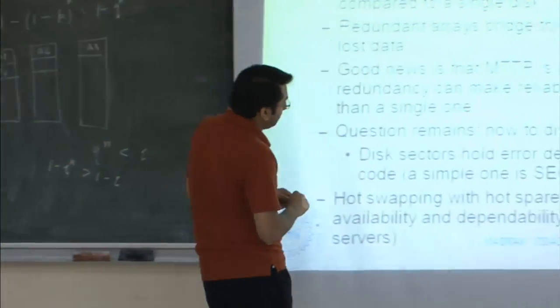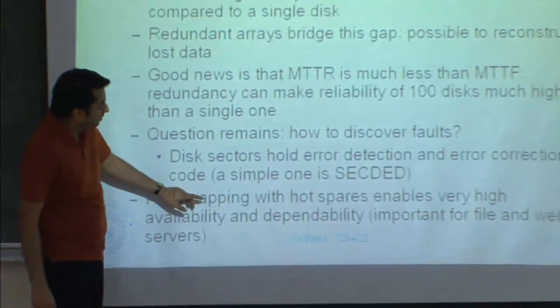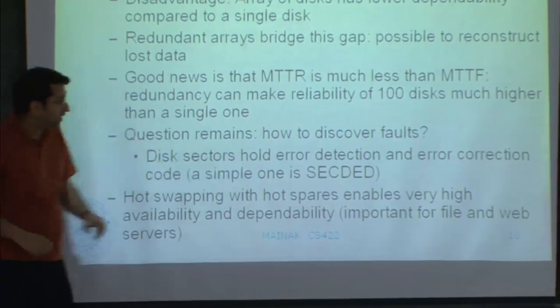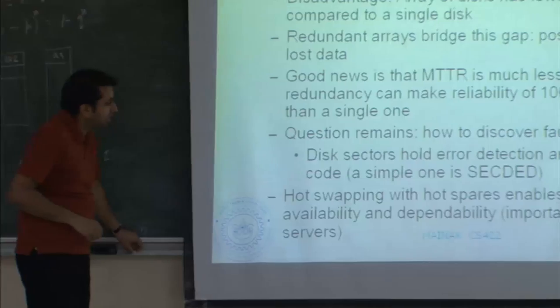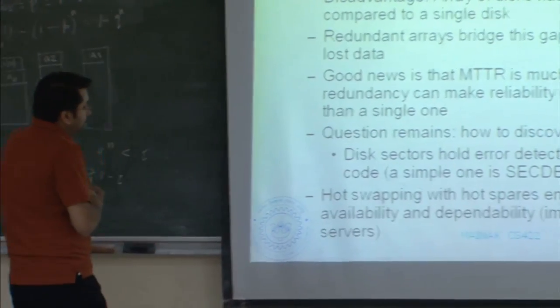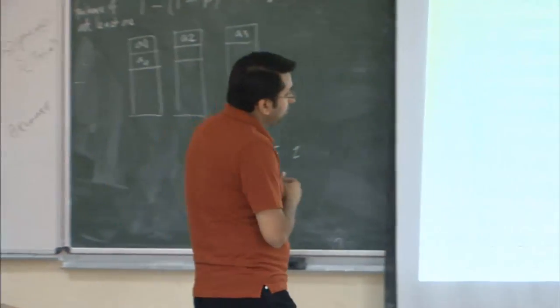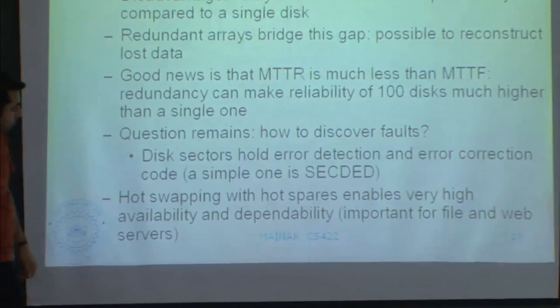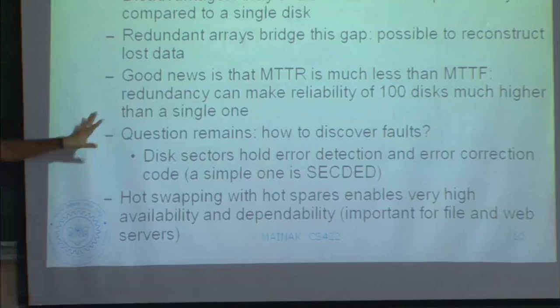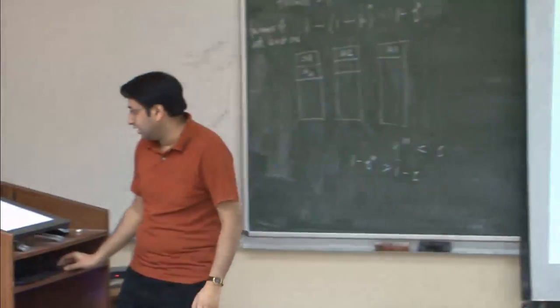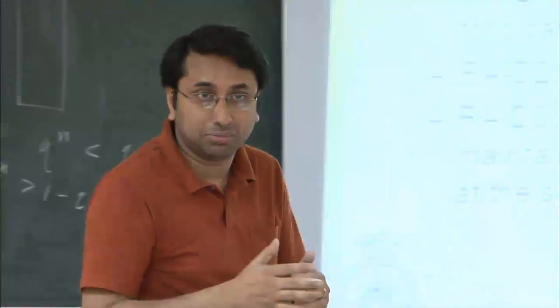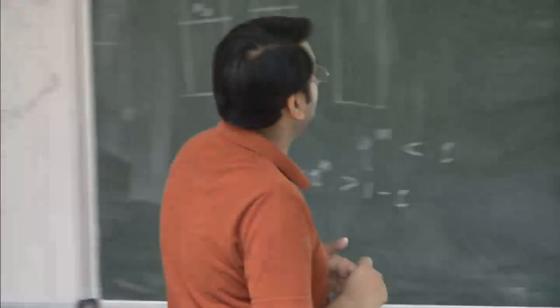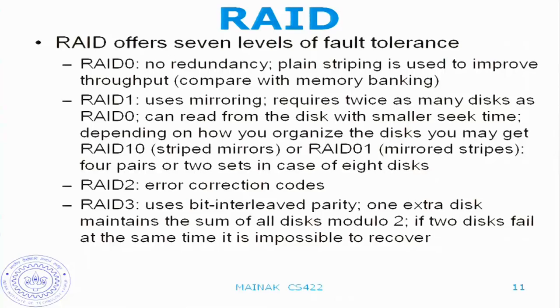The point here is that if you attach error detection and correction codes, you can recover from errors. And hot swapping with hot pairs enables very high availability and dependability, which is important for file-based servers. So let's look at some of the RAID levels, and also some of the coding examples that will come up here. RAID offers several levels of fault tolerance.